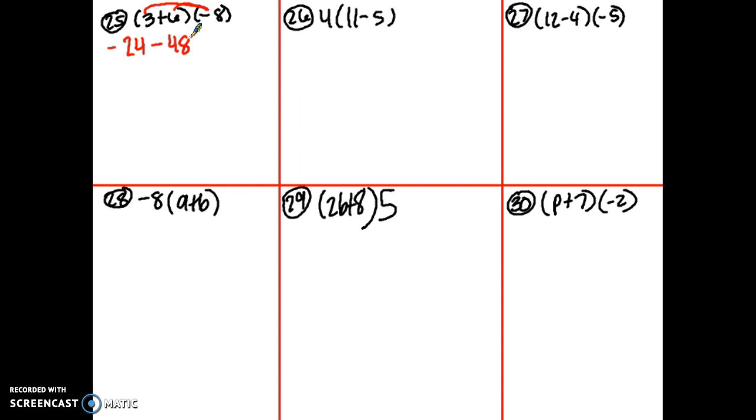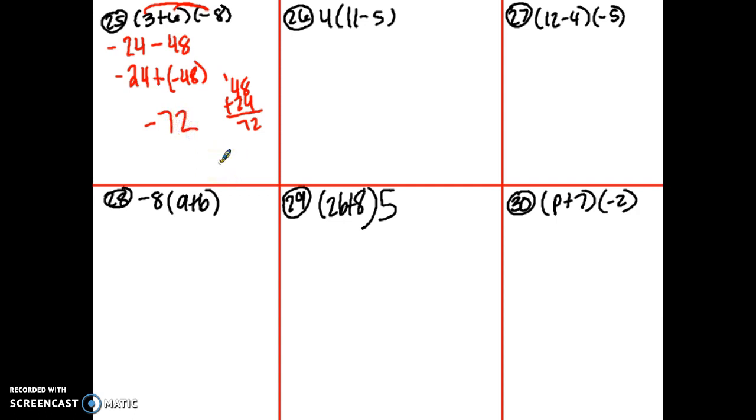Now when I'm subtracting, I have to use additive inverse to change this to addition. Keep your first number, change subtraction to addition, take the opposite of the second number. My signs are now the same, so I add them and keep the sign. 8 plus 4 is 12, and 4 plus 3 is 7, so it is negative 72.